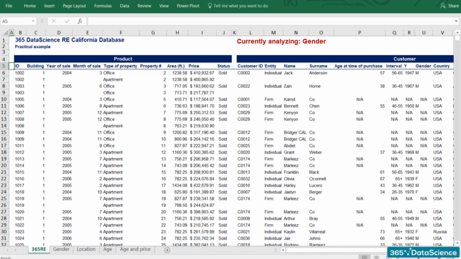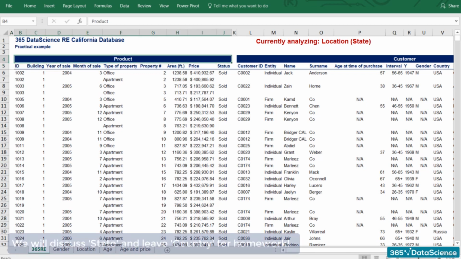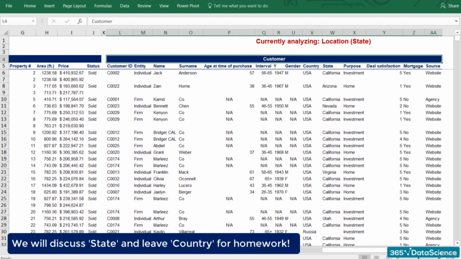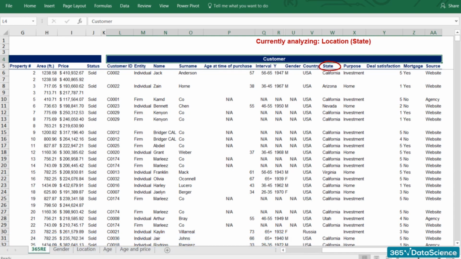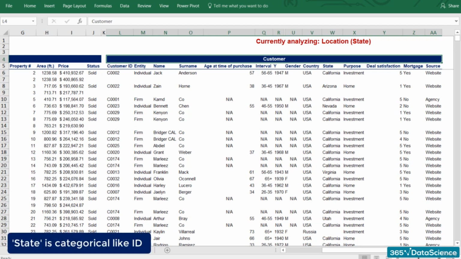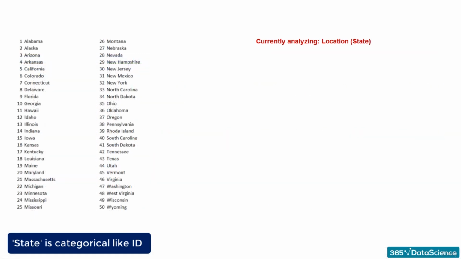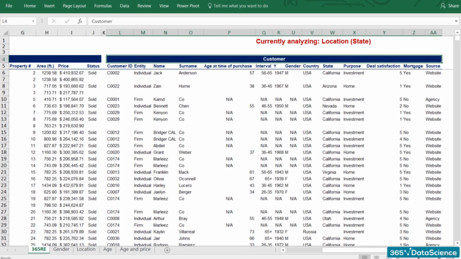Finally, let's check out the location. We will discuss state in more detail and leave country for homework. The variable refers to sales in the USA only. Note that only if the country is put as USA would we have a value for state. State is a categorical variable like ID that we talked about earlier. In fact, you can label the US states from 1 to 50 and use numbers instead. Either way, the variable is categorical and its level of measurement is nominal.